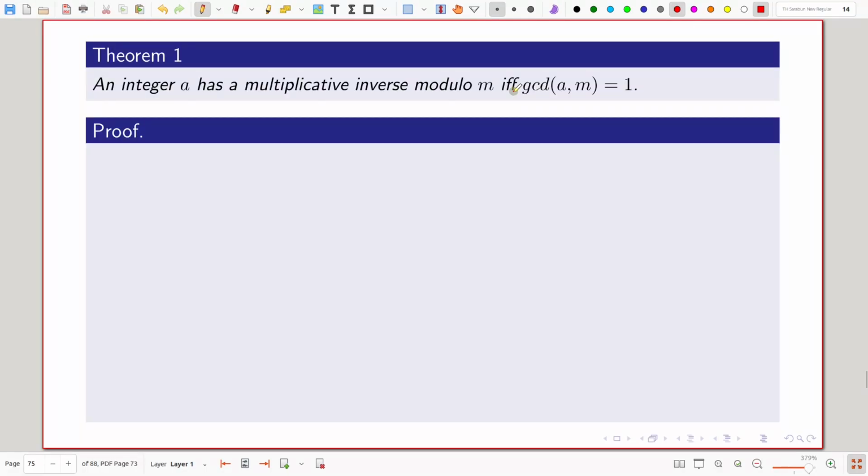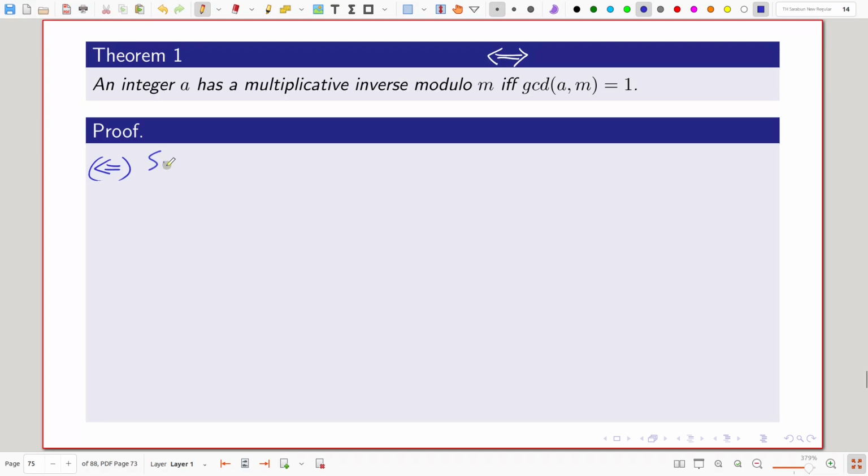So let me go over the proof really quickly. This is going to be an if and only if proof, so it goes both ways. But we prove only one way. We prove that if GCD is 1, there is a multiplicative inverse. I'm not going to prove the other way around because we don't have time. So I'm going to prove only in this direction.